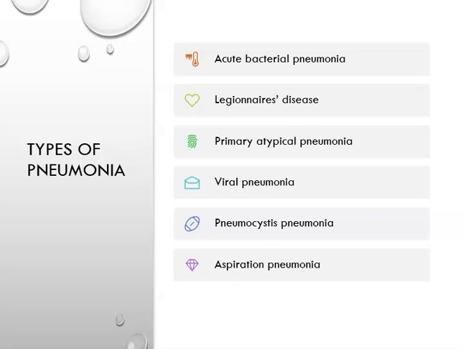Risk factors for developing aspiration pneumonia are going to be emergency surgery. Obstetric procedures also increase that risk. Depressed cough or gag reflex.